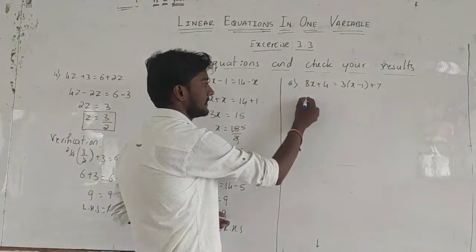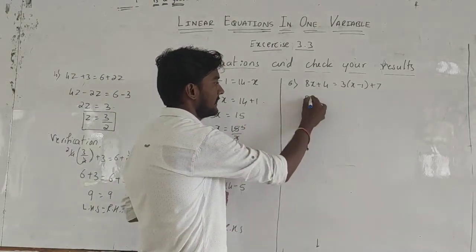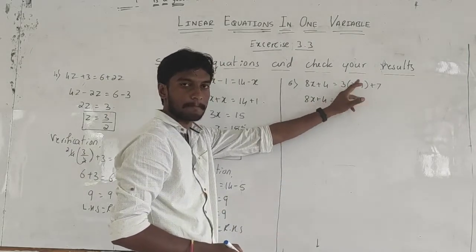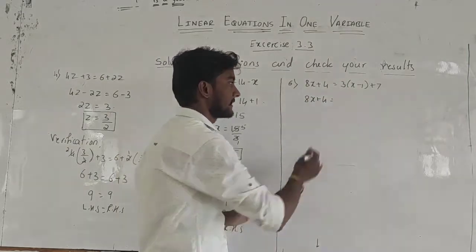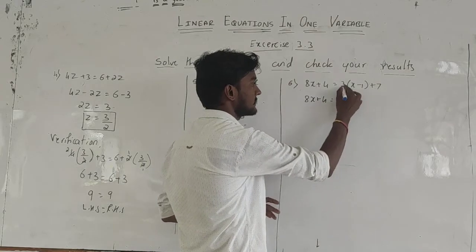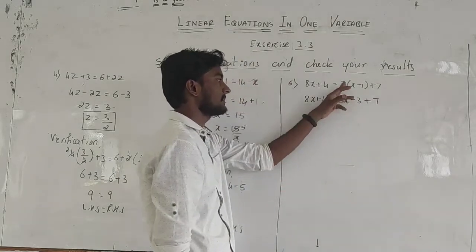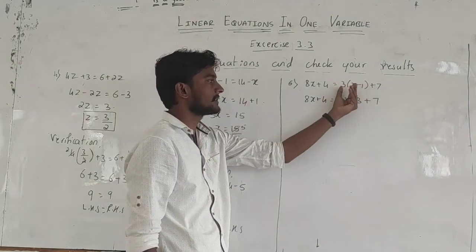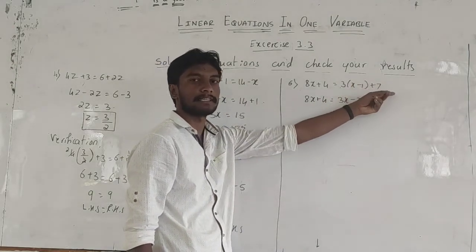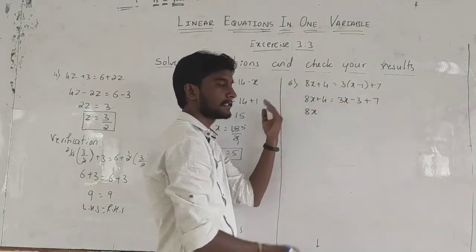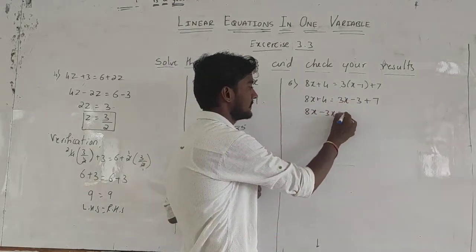And next one, 8x plus 4 you keep it as it is, because in the RHS we are having a bracket. First you have to remove the bracket there. 3 into x, 3x, 3 into minus 1 is minus 3, plus 7. Don't multiply this 3 for 7, because this 3 is only for this bracket, not for 7 there. And 8x, and bring that 3x this side, minus 3x is equal.